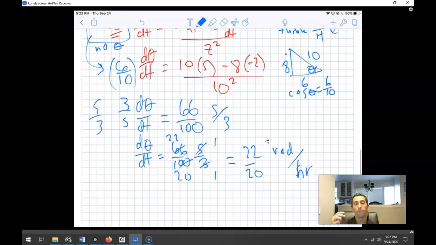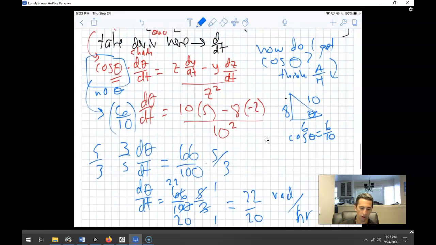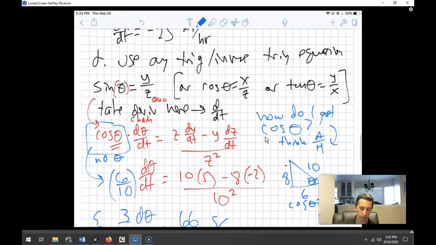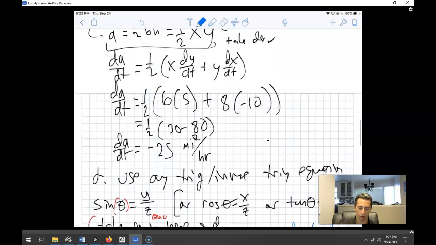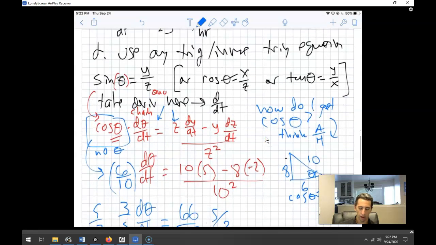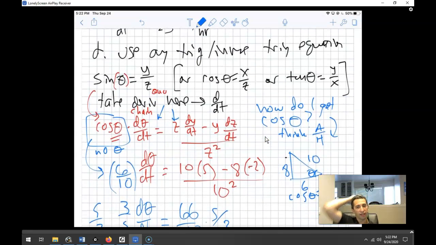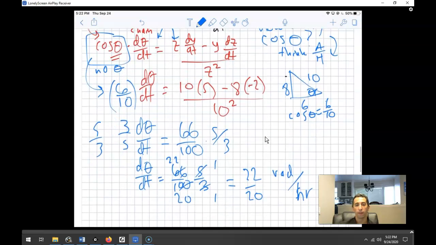So the key idea, I think, is starting with sine theta is y over z. Take the derivative of that. Use the quotient rule. Make sure you set up the chain rule carefully. And then just plug in all the values you know. Like we know already that y is 8, and we know already dy dt is 5. Then we can use all that to help us solve this. Okay, so that's how you deal with triangle problems.